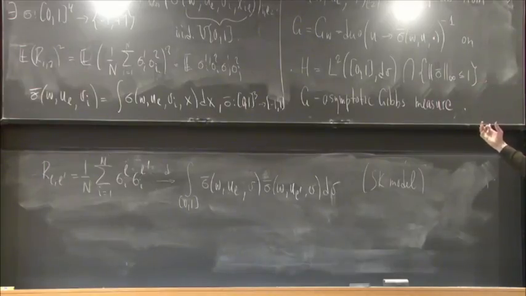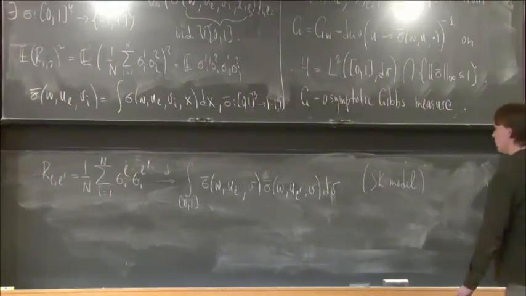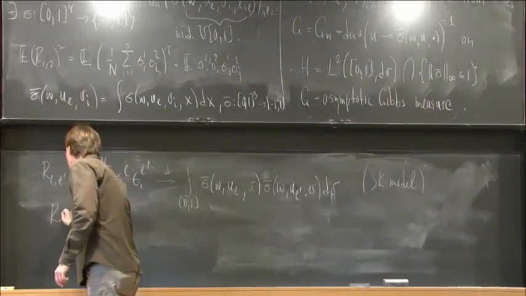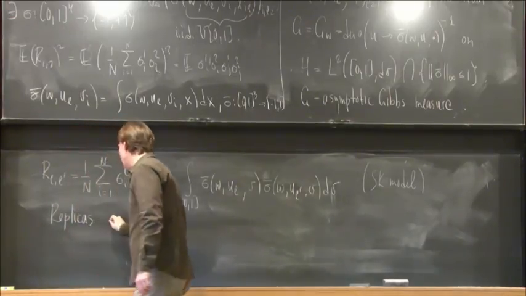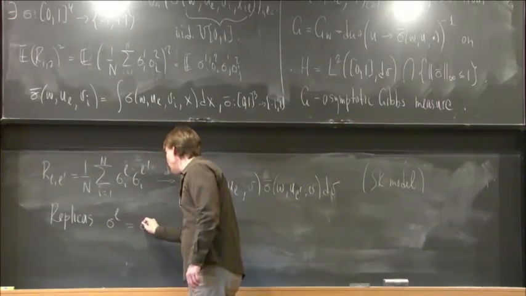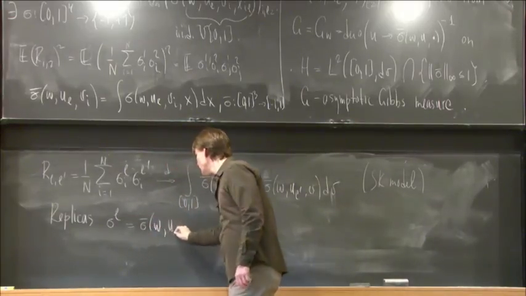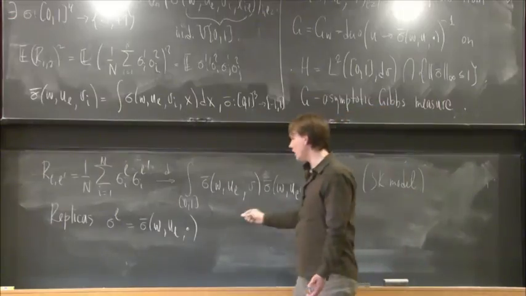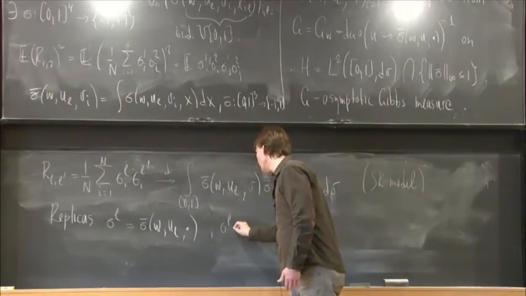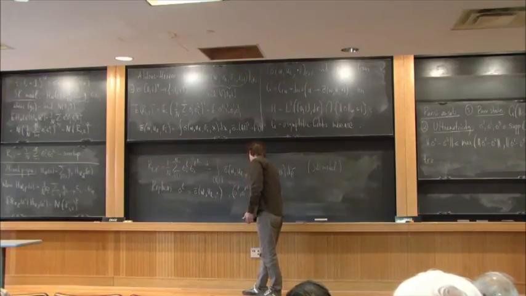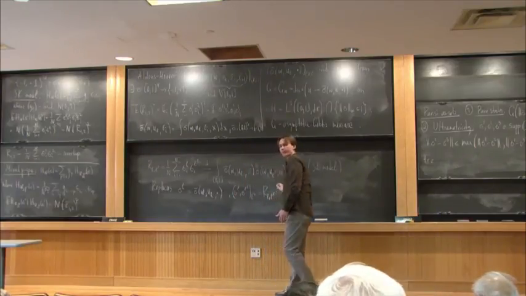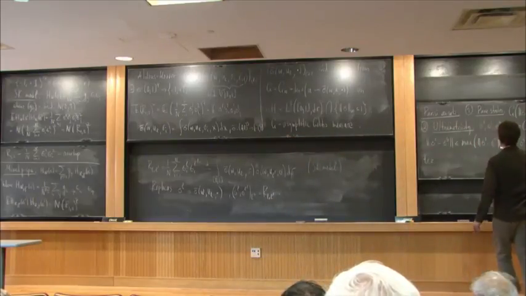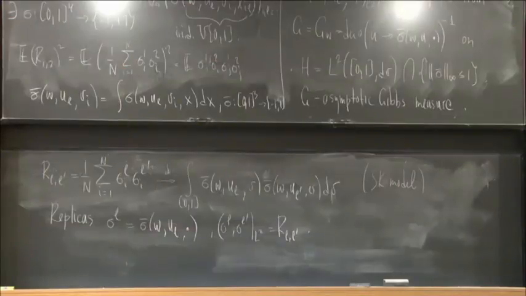The replicas from the Gibbs measure, I will continue to denote them by sigma like before the limit. And sigma now is a function. So from now on, in the limit, for replicas I will use the same notation as before the limit. You can think of this as just plugging in, but I will write the same notation, and the overlap in the limit is just a scalar product in L2. That would be the overlap in the limit. I will also denote not only replicas, but just points in the support of the Gibbs measure by sigmas again.